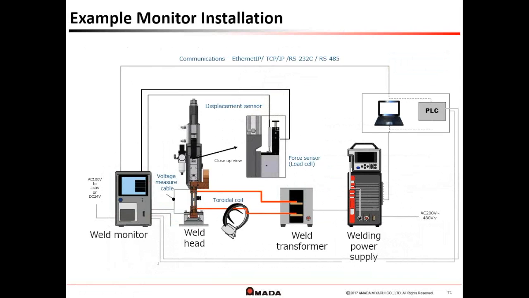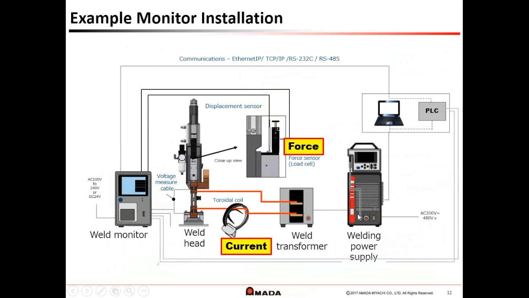Below, you see a basic monitor installation. Here on the left-hand side, we have our weld monitor. One of the main important features this must accomplish is to monitor the current. This is done using a toroidal coil placed over the welding cable. We also install a load cell into our weld head to monitor the force.